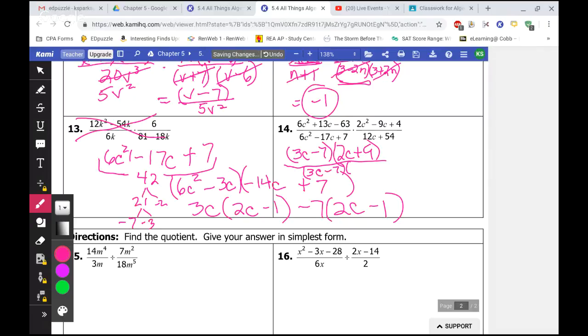Okay. I apologize for that. 2c minus 1. Because those two needed to factor. And then that gives you the 3c minus 7 as one of the factors.